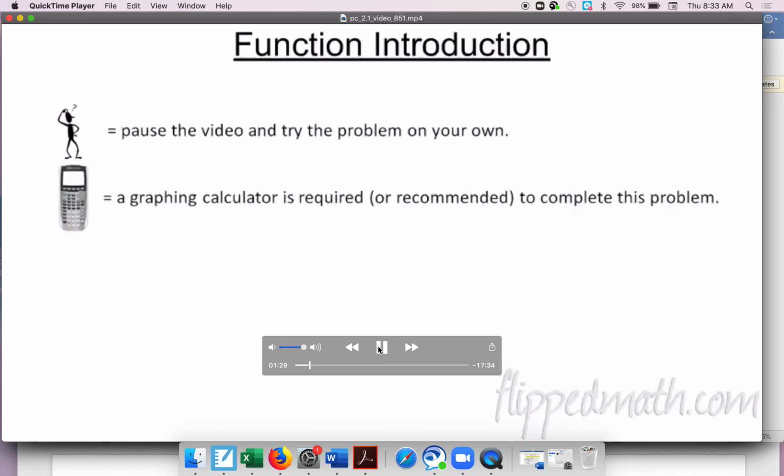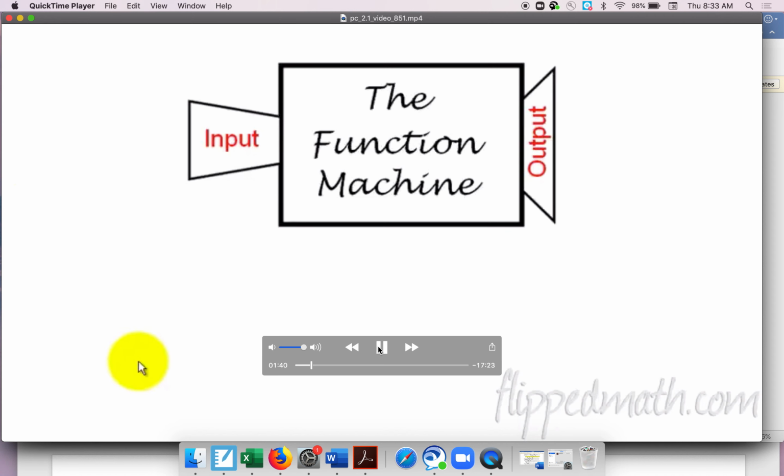notes. If you see this little dude here who's thinking, that means I want you to pause the video at a certain point. You're going to probably work out a problem on your own, and this is a signal to you that you're going to need a graphing calculator, okay? Pretty basic. So let's get into what a function machine is.